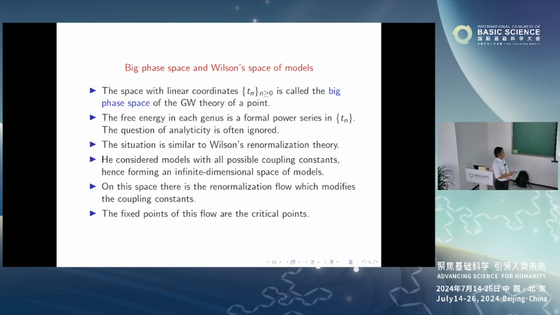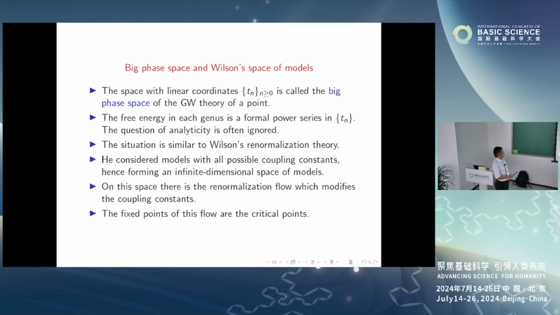So the space with all these linear coordinates, all these coupling constants, is called the big phase space of the Gromov-Witten theory of a point. The free energy at each genus is just a formal power series in Tn, which is mathematically hard to handle. We have to ignore the question of analyticity when we consider this formal power series. So actually, I think this situation is similar to Wilson's renormalization theory.